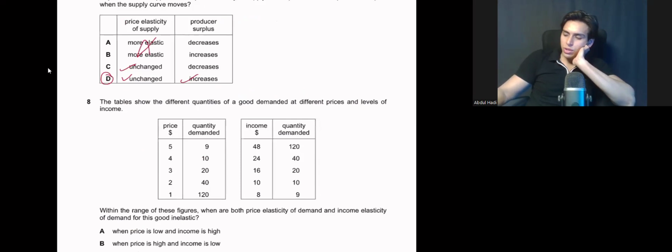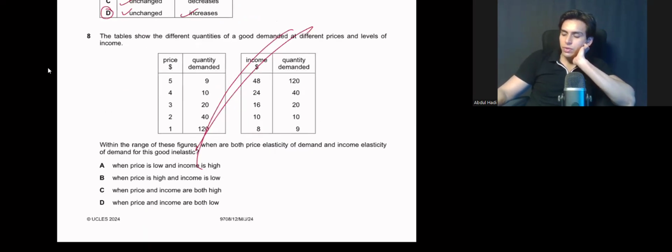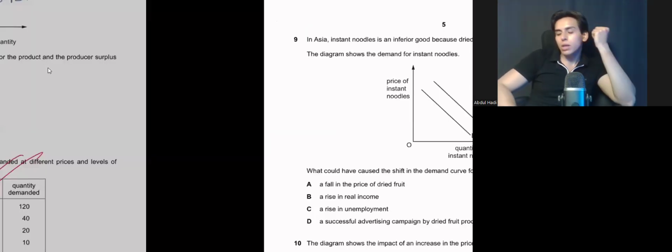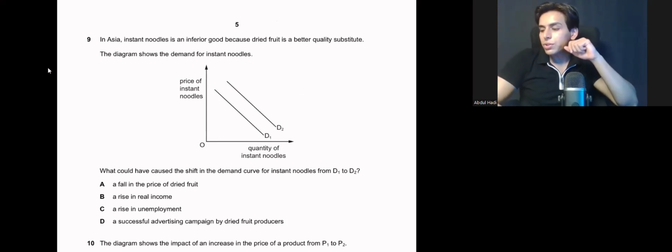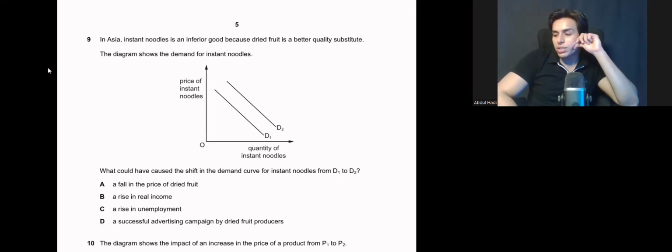8, also a discontinued question. Was a very silly paper given by the examiner. Now, 9. In Asia, instant noodles is an inferior good because dried fruit is a better quality substitute.